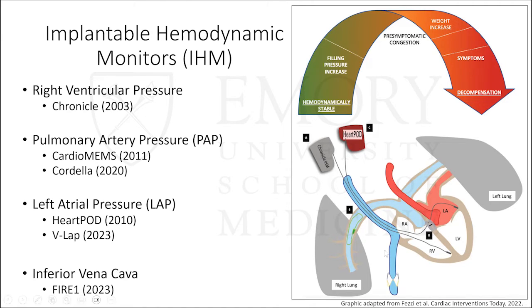And then finally, we have a device called FIRE1 that sits down in the IVC. I thought this was a nice array of the available, or not so much available, but possible potential locations for these hemodynamic monitoring devices. Now, this study mainly focuses on some of the earlier data, as they wanted to include long-term follow-up. So the Cordella, the VLAP, FIRE1, these all have some ongoing clinical trials, and we'll focus on the former 3.